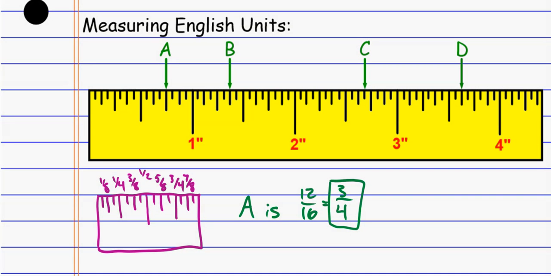So next one, B. If we look at this one, B is beyond the 1, so I'm going to start this thing as a mixed number, okay? So B is 1, and notice this little symbol right here, it's a little quotation mark. That stands for inches, okay? So just to understand, whenever you see that little quotation mark, we're talking about inches. So that's 1 inch, and now we have to tack on the fraction.